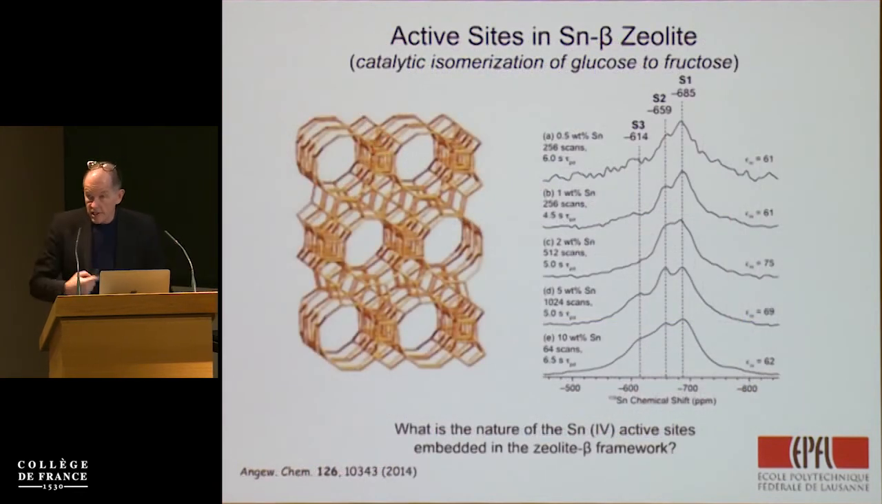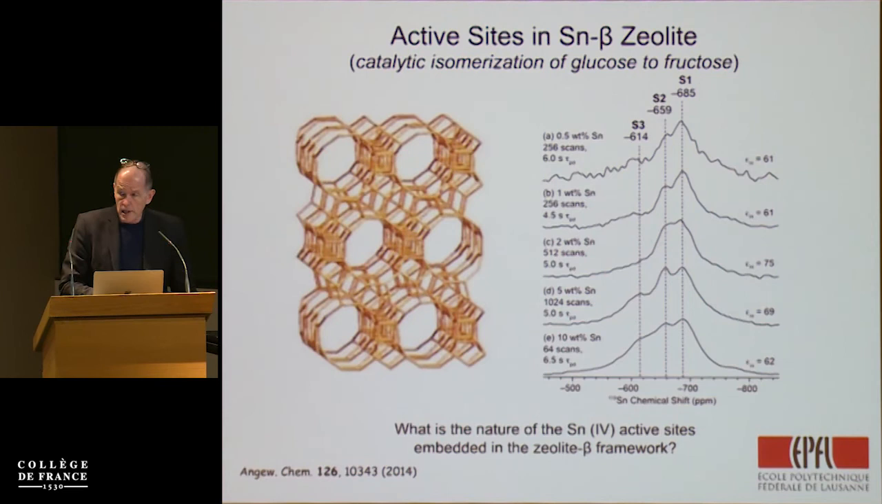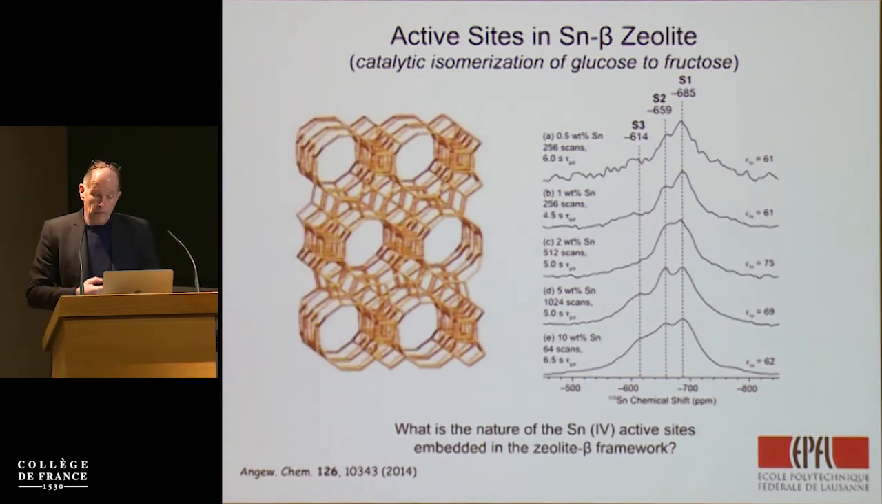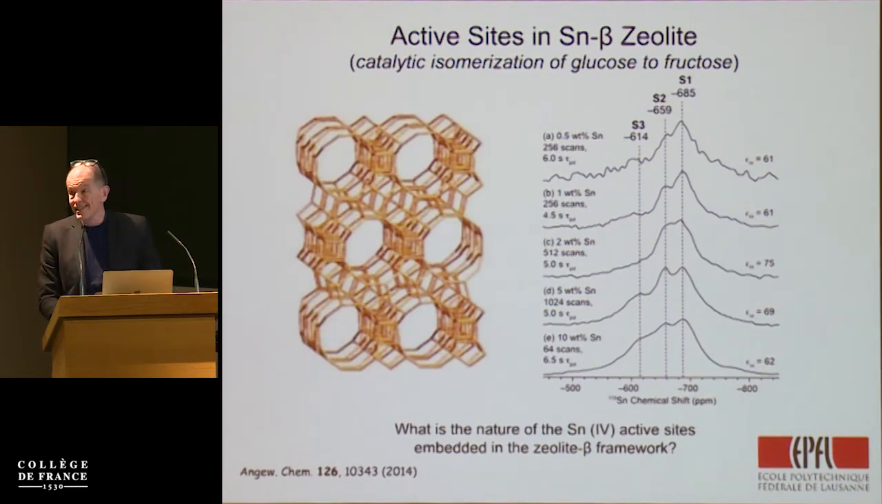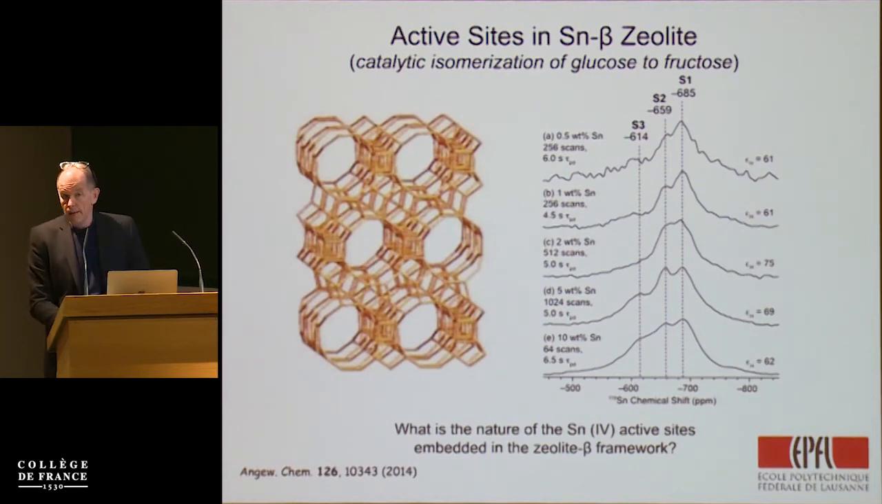Another example, the same kind of thing, is, for example, in tin beta zeolites. You probably know there's a lot of debate about the nature of the active site in tin beta. And here, for example, we can obtain natural abundance tin magic angle spinning NMR spectra. Again, completely unheard of. This would literally take months and months to acquire otherwise. These are obtained in minutes, 64 scans. We can see 3 different tin sites, that's known.